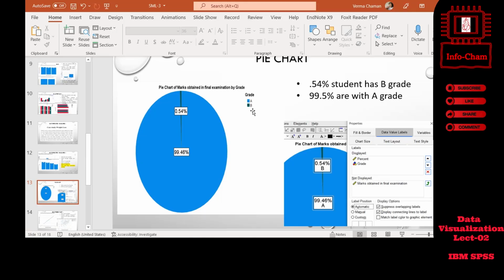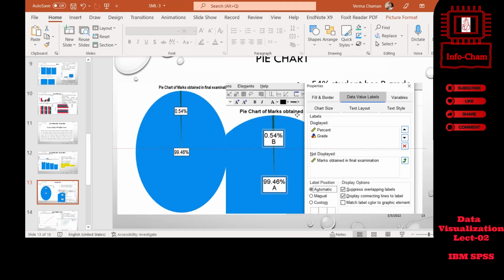Maybe they are not highly intelligent or excellent, but they are grade B. In this graph, can you get the idea? Very few students, I think two or three, have grade B, but here 99% obtained grade A, right? So it means you can use it. So please use it.